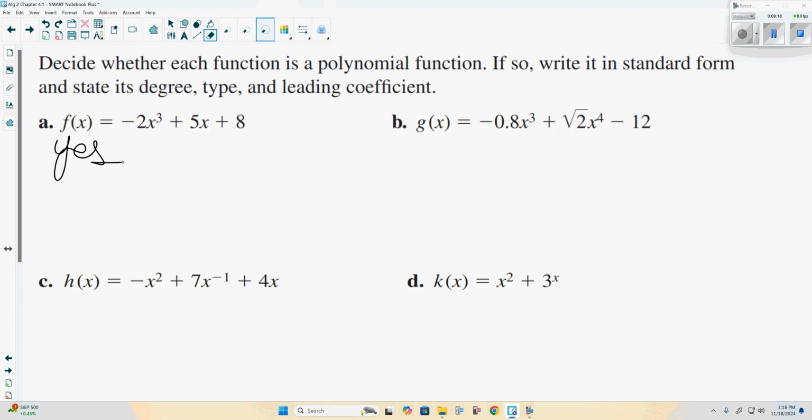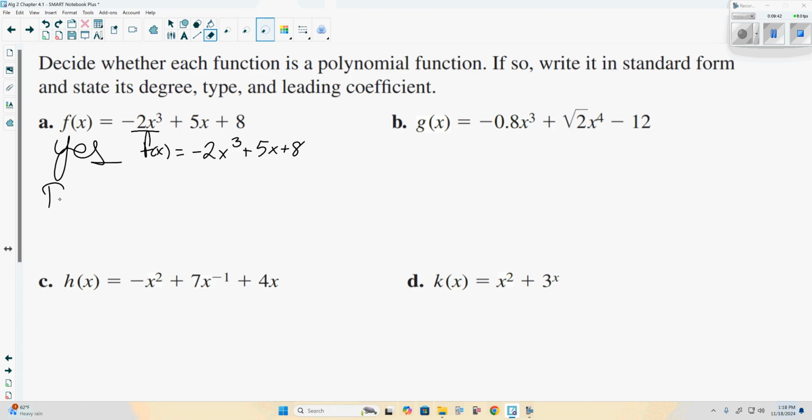Now, standard form, the term with the biggest exponent is going to go first, which is, well, negative 2x to the third power. Now, we would go x squared next, but there's not an x squared, so then we go to our x term and constant term. So this here was already written in standard form. So we really didn't have to do anything to it.